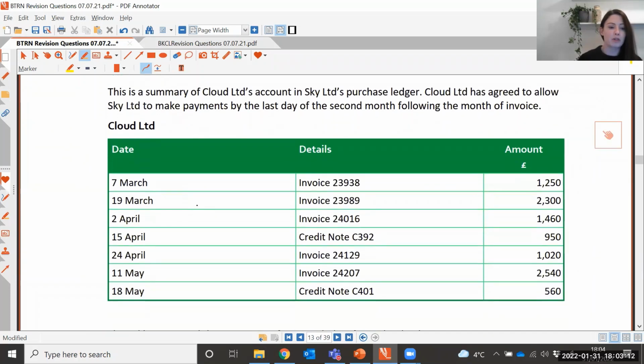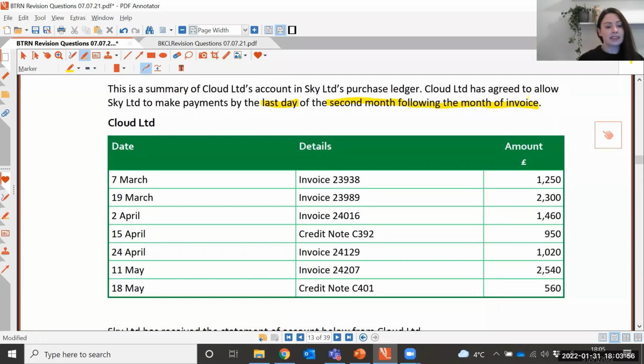Okay, so this is a summary of Cloud Limited's account in Sky Limited's purchase ledger. Remember, purchase ledger is a subsidiary ledger and it contains a list of all our individual credit suppliers. So Cloud Limited is one of our credit suppliers. Cloud Limited has agreed to allow Sky Limited to make payments by the last day of the second month following the month of invoice. So here it's important to take note of the payment terms. So payments by the last day of the second month following the month of invoice.